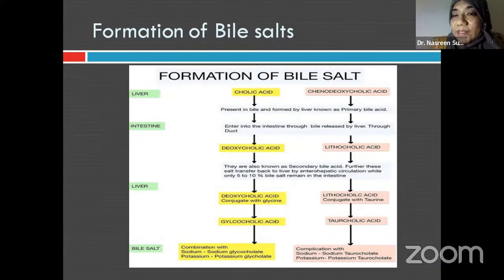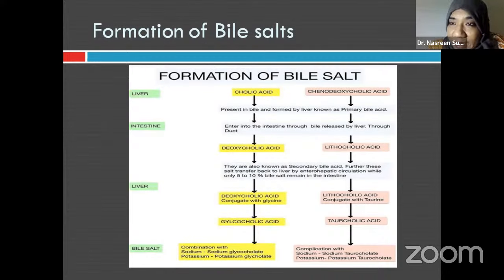Now this cholic acid and chenodeoxycholic acid, along with the bile, enter into the small intestine. Now in the small intestine, because of the presence of enzymes and because of the environment in the small intestine, the acids will be converted into deoxycholic acid, and deoxycholic acid conjugates with glycine. Okay.